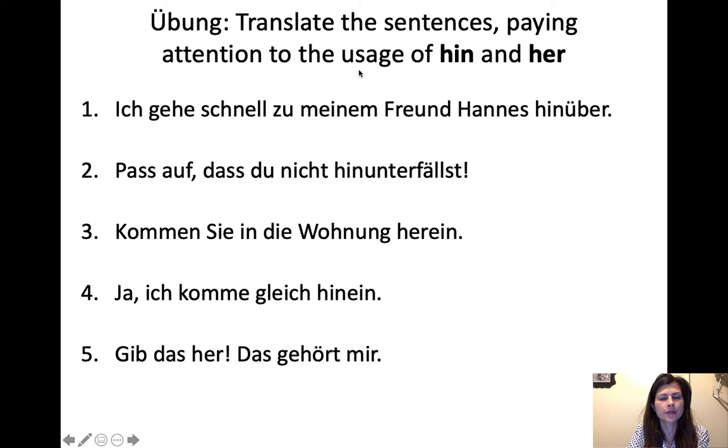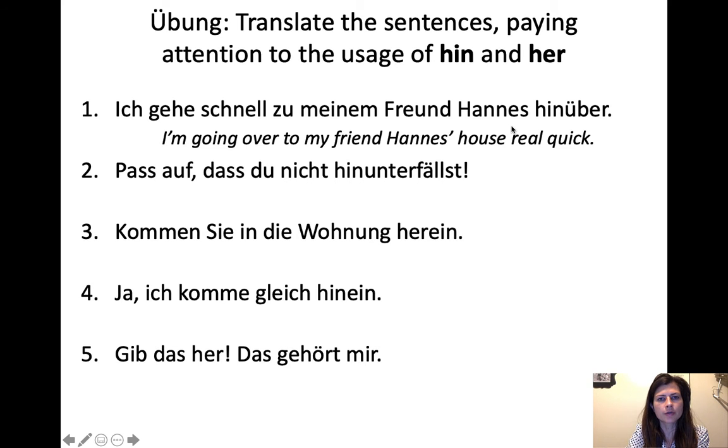Hin and her. So, ich gehe schnell zu meinem Freund Hannes hinüber, which is I'm going over to my friend Hannes' house real quick. Schnell. Real quick, or just quick. So I'm going over. Hinüber is basically over. And so it's like, is it the hin or is it the über that is going over to? I guess it's the über, right? But hin indicates I'm going from here, away from here to there. So you don't really translate them separately. It's just one thing. I'm going over to my friend Hannes' house.